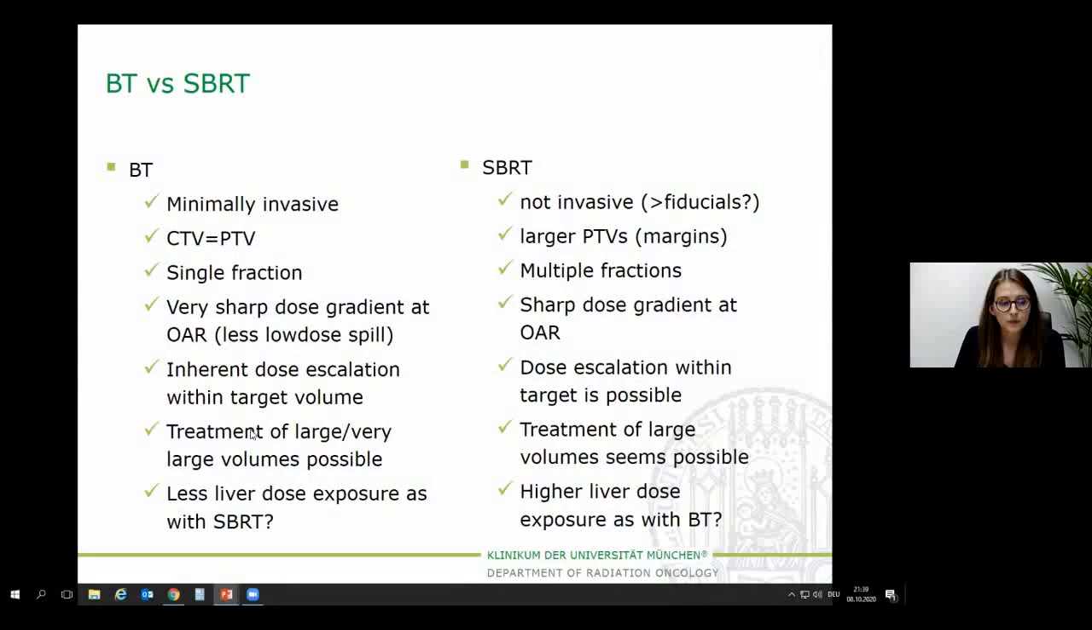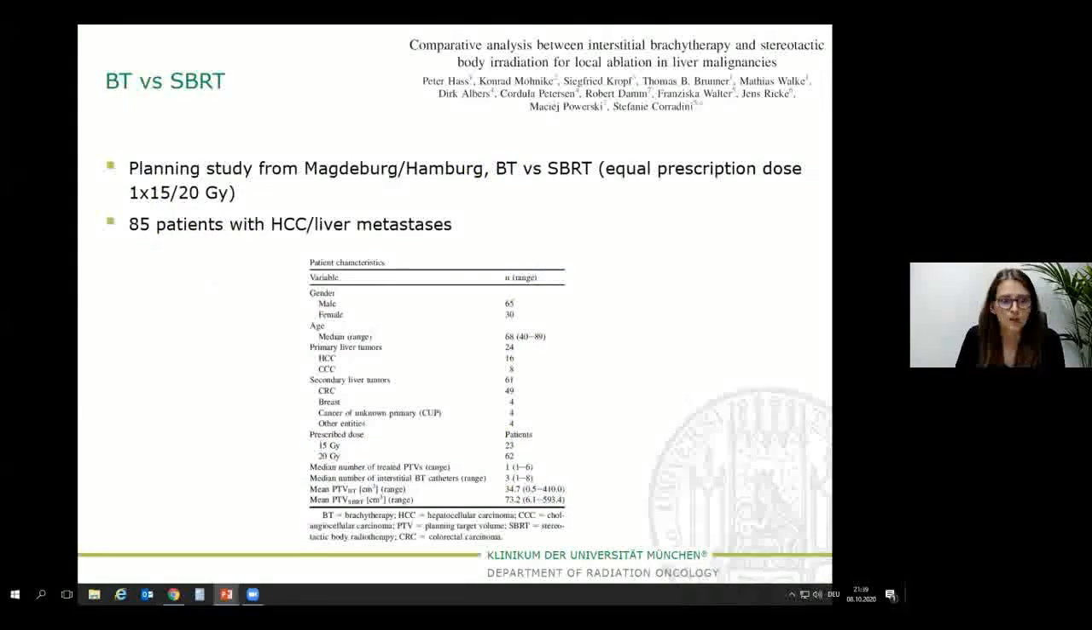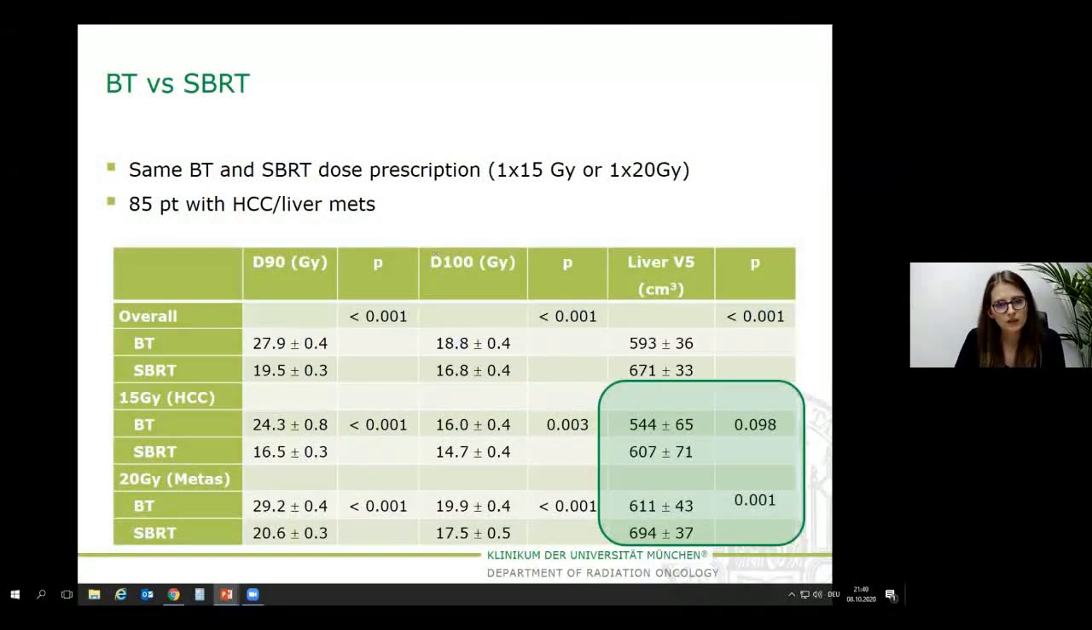In brachy, we can treat very large liver tumors also. I'm also going to show that later. And the question is always, do we have less dose exposure? I say yes, because we have smaller target volumes. So we did a planning study with 85 patients with the colleagues from Magdeburg and Hamburg. And the comparison was brachytherapy versus SBRT. The study used an equal prescription dose, so both used either 15 or 20 gray prescription dose, 15 for HCC and 20 for metastases. And what the study showed is that if you have the higher dose, so the 20 gray group, you can spare more liver using brachytherapy as compared to SBRT.